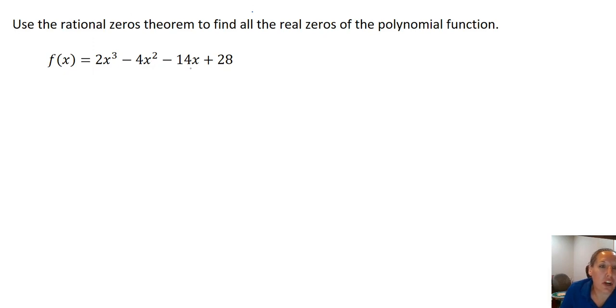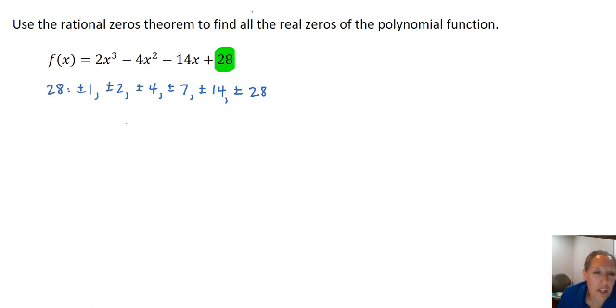For the rational zero theorem, we are going to look at factors of that constant 28. And so for 28, our factors are going to be plus or minus 2, 4, 7, 14, and 28. Oh, and I missed one on the front end of my list. So 1, 2, 4, 7, 14, and 28 are all the numbers that go evenly into 28.